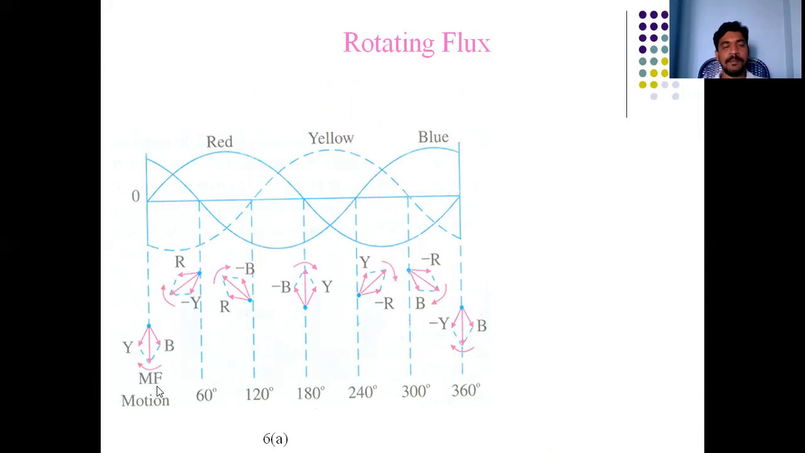Every 1 degree of phase shift, the 1 degree of space we consider is rotated by 1 degree. So electrically 360 degrees rotation is equal to mechanically 360 degrees rotation. For a complete one cycle, the resultant flux also completes one cycle.